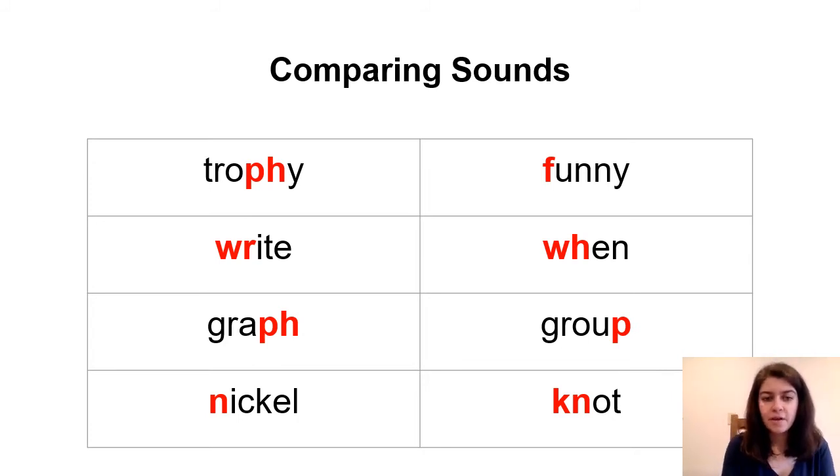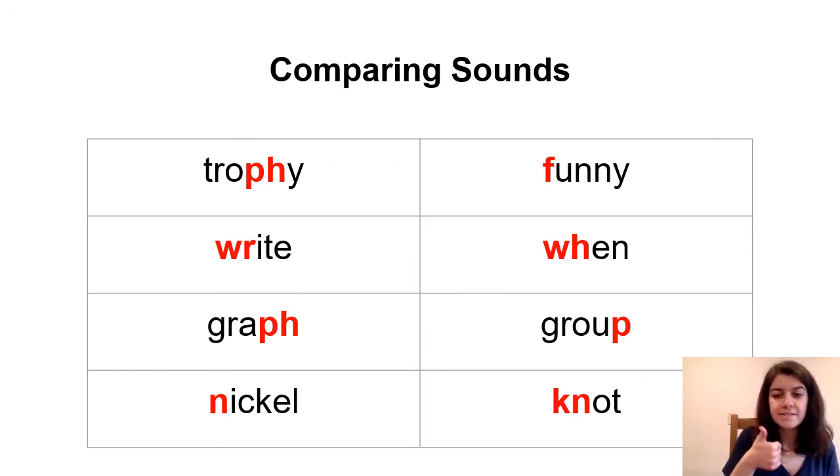I'm looking for the WR sound. Right. What sound does WR make in right? R. WR says R. Then I want to look at the word when. What does the WH say in when? W. So I've got R and W.